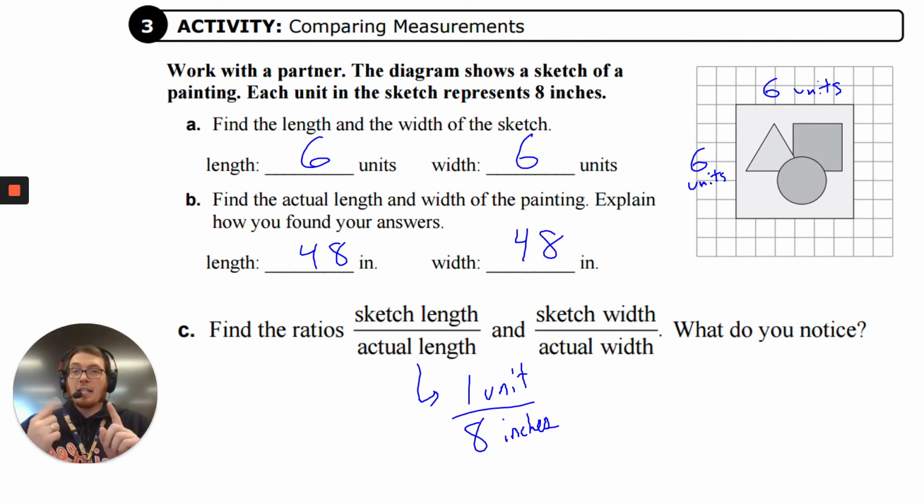The sketch length and actual length, the sketch to real life, will also be 1 to 8. If you just look at this, 6 units is 48 inches, and if you divide both of those by 6, that would be the same as 1 unit is 8 inches. And so that's where that idea is coming from for those types of situations for this question.